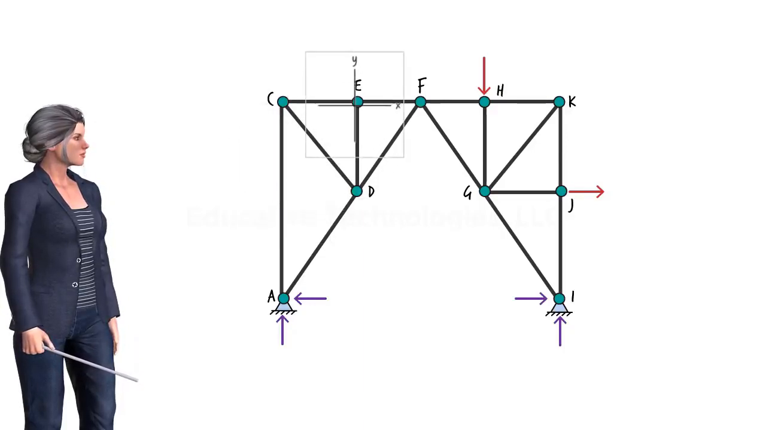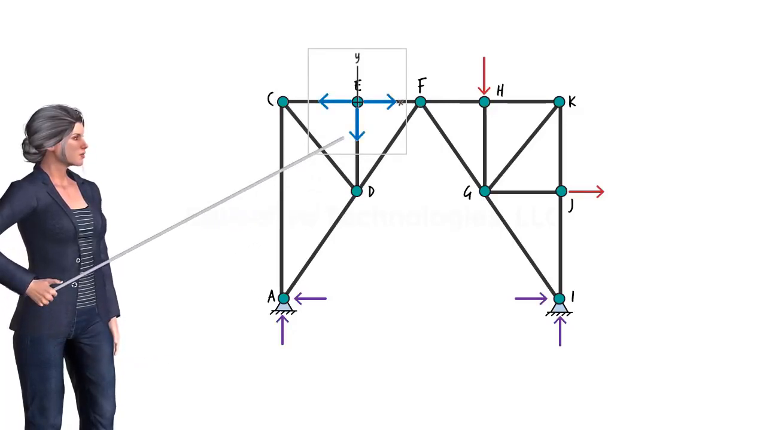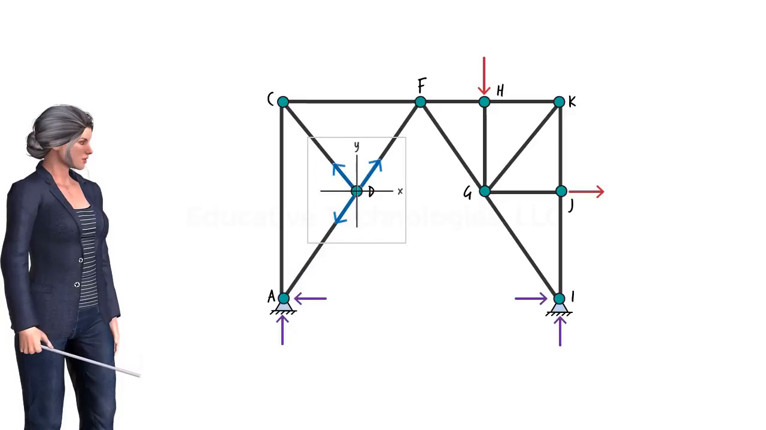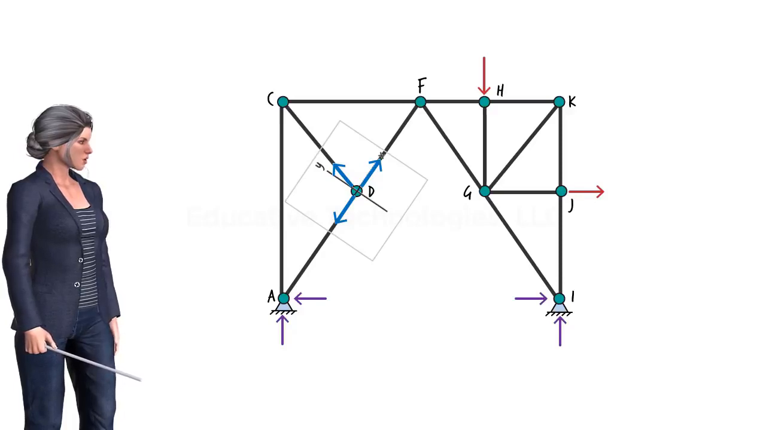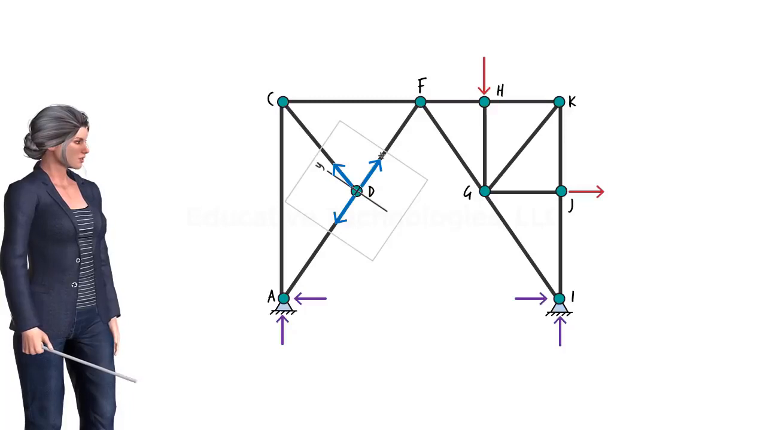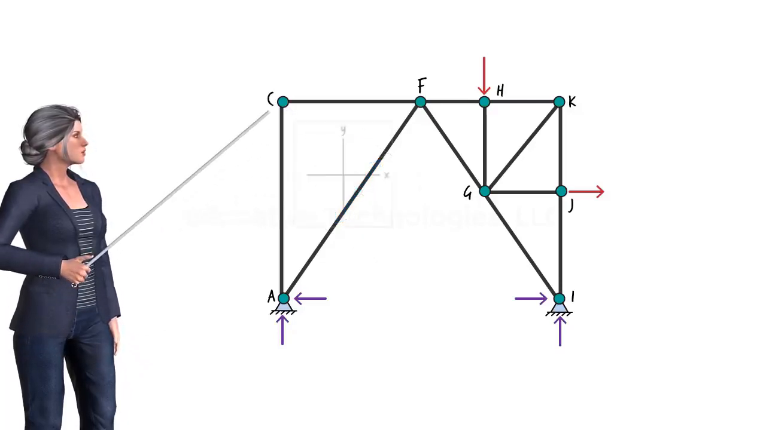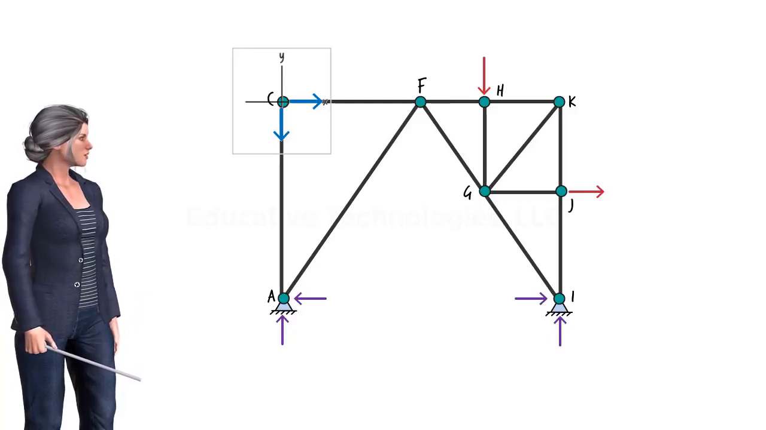Next, consider joint E. Since the sum of the forces in the y direction must be zero, DE must be a zero-force member. Furthermore, upon examining joint D, we can conclude that CD is a zero-force member. Why? Because after aligning the x-axis along line AF, we can see that CD is the only force with a y component. And since the sum of the forces in the y direction must be zero, CD must be a zero-force member. Finally, if we place the coordinate system at joint C, since there is only one force acting in either x or y direction, we can conclude that both AC and CF are zero-force members.